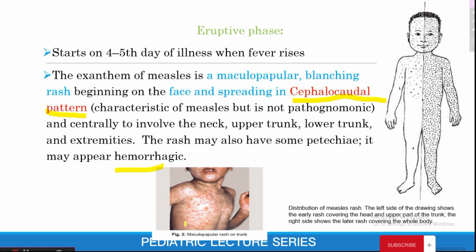So we have two pictures here. This picture is showing the maculopapular rash that appears during the eruptive phase. And then this picture here is showing the progression of this rash. The left side here shows the early rash, I think covering the head and the upper part of the body. And then this side here shows the rash later covering the whole body.